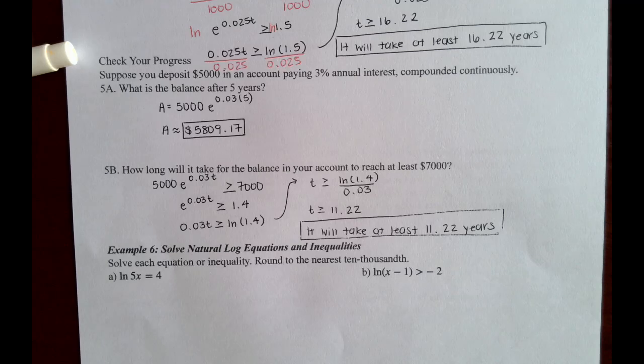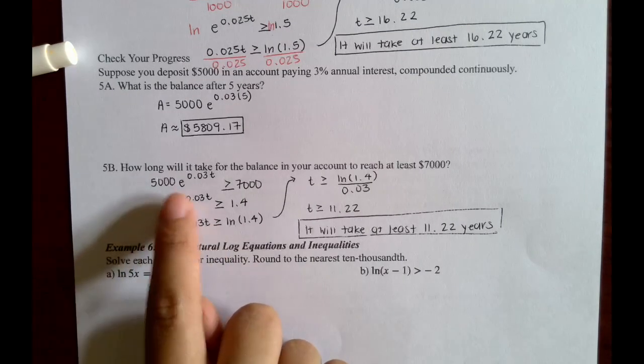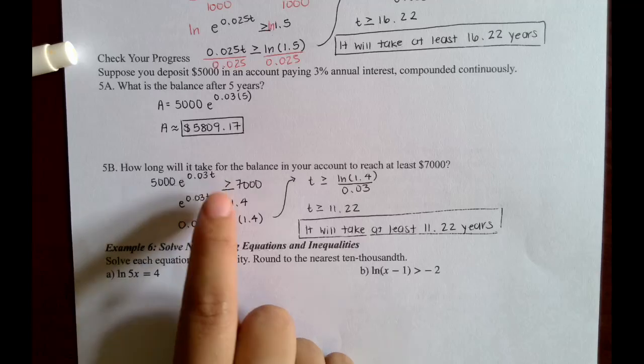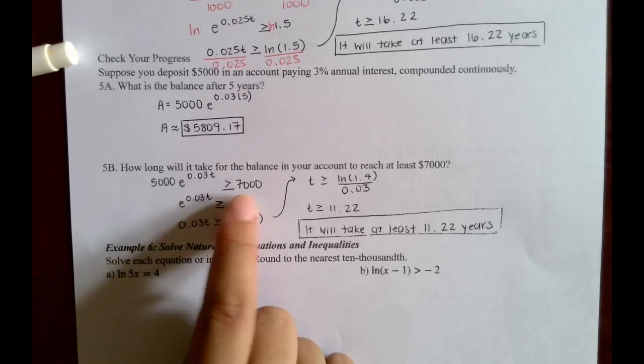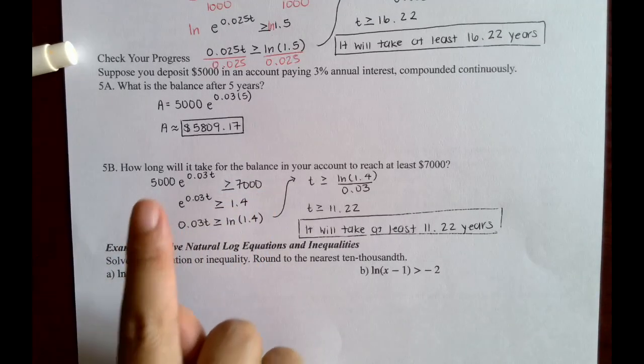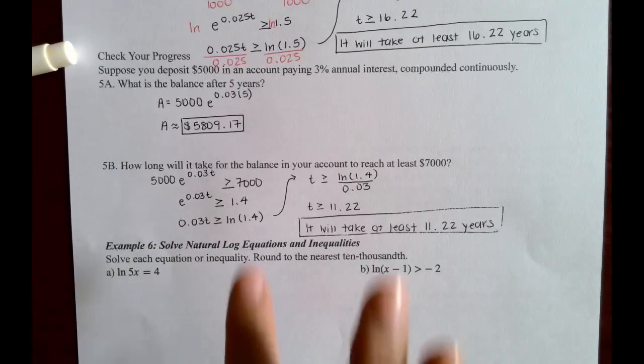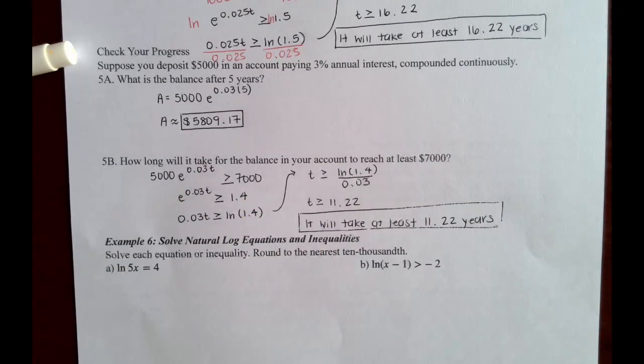For 5B this time, I want the amount to be greater than or equal to 7,000. So again, principal 5,000, e, the rate 0.03 t. I'm finding t this time. I want the amount to be greater than or equal to 7,000. So first, since it's connected by multiplication, divide by 5,000 on both sides. That leaves me with the 1.4 on the right.